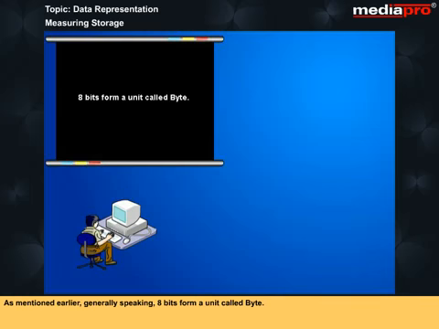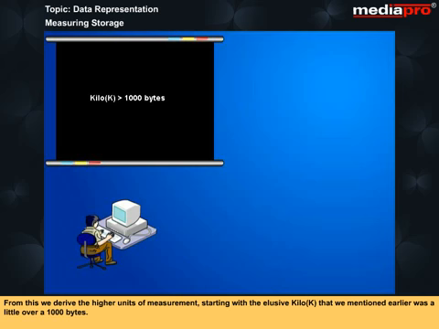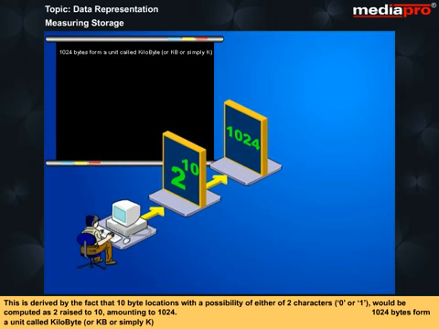As mentioned earlier, generally speaking, 8 bits form a unit called byte. From this, we derive the higher units of measurement, starting with the elusive kilo that we mentioned earlier was a little over 1000 bytes. This is derived by the fact that 10 byte locations with a possibility of either of 2 characters, 0 or 1, would be computed as 2 raised to 10, amounting to 1024. 1024 bytes form a unit called kilobyte, or KB, or simply K.